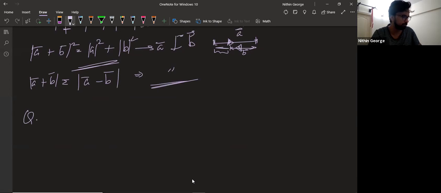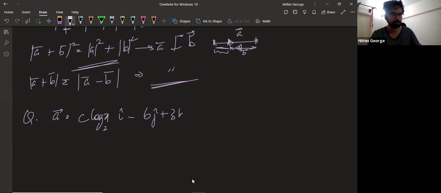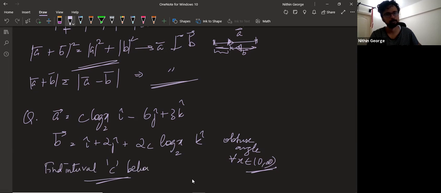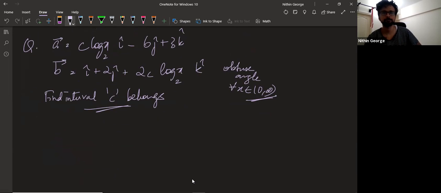Okay, I'll give you an easy question. It just seems tough. If vectors A equal to C log x to the base 2 i cap minus 6 j cap plus 3 k cap, and B equal to i cap plus 2 j cap plus 2 C log x to the base 2 k cap, make an obtuse angle for all x between 0 to infinity, find the interval to which C belongs. Come on, guys, do this problem.